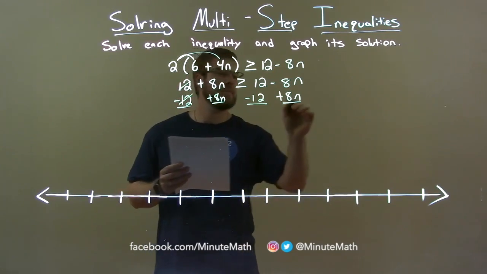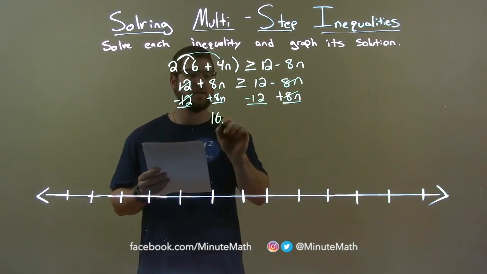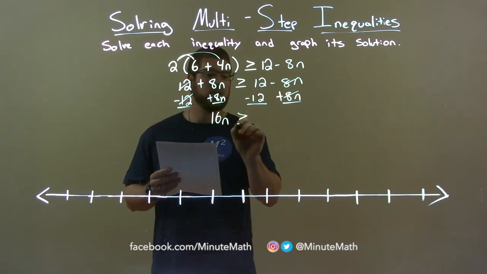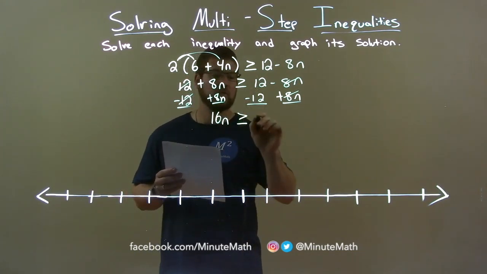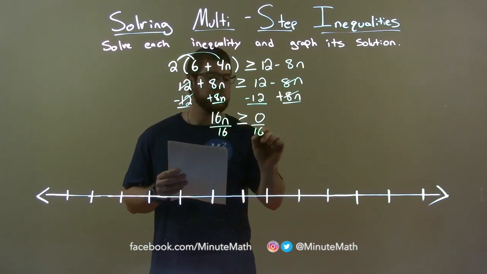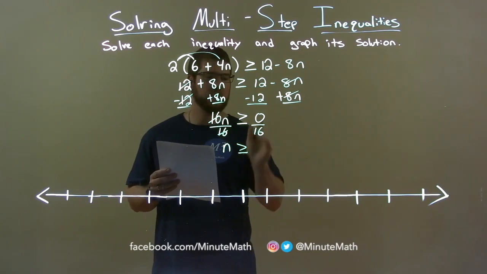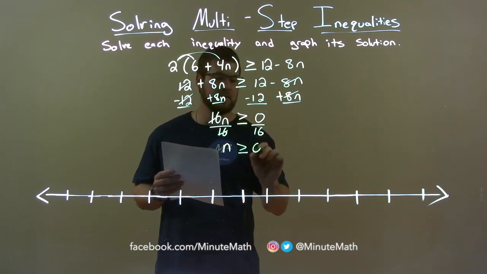12's cancel here, and 8n's cancel there. 8n plus 8n is 16n. It's still greater than or equal to, and 12 minus 12 is 0. Last step, divide 16 to both sides. 16's cancel, and n is by itself. It's greater than or equal to 0 divided by 16, which is still 0.